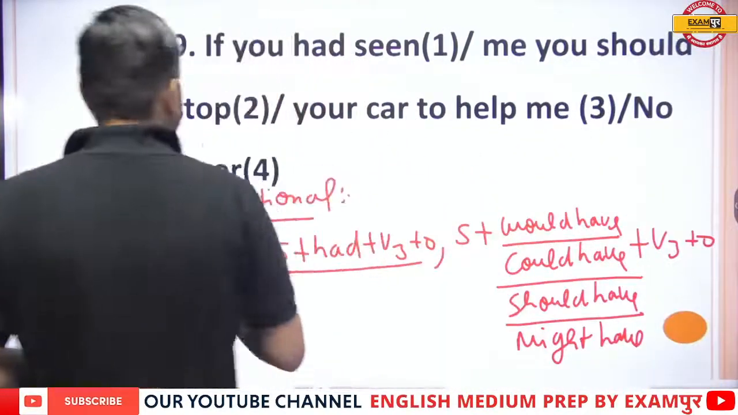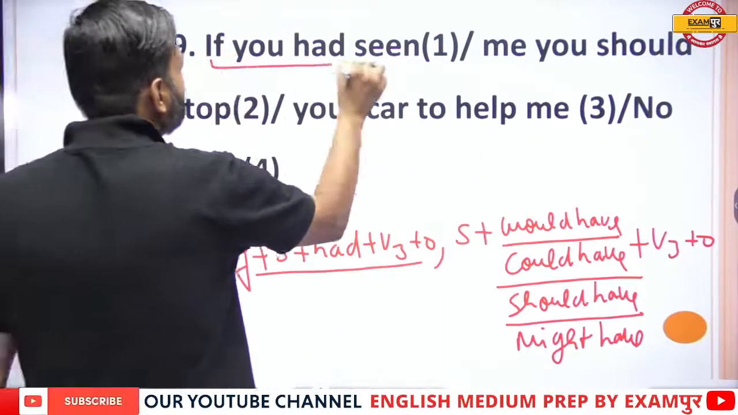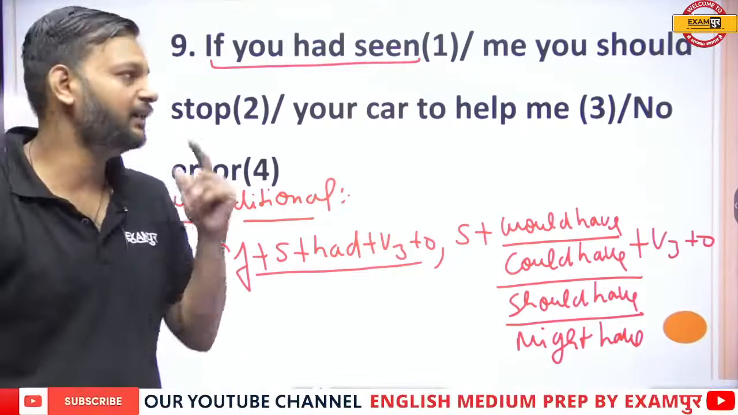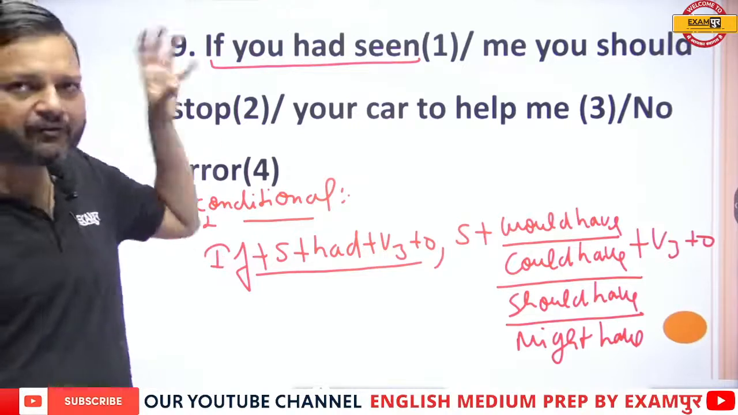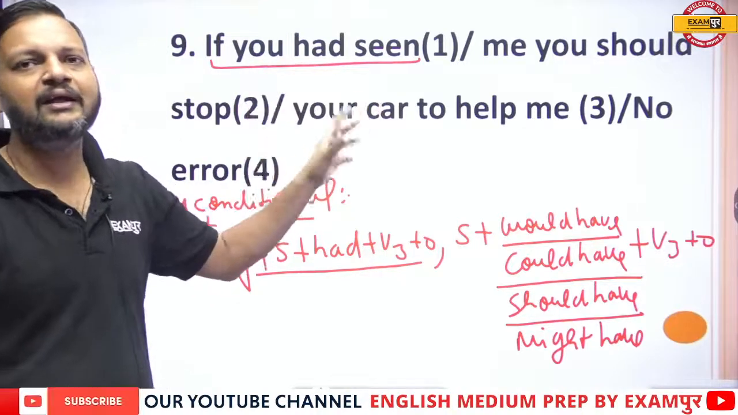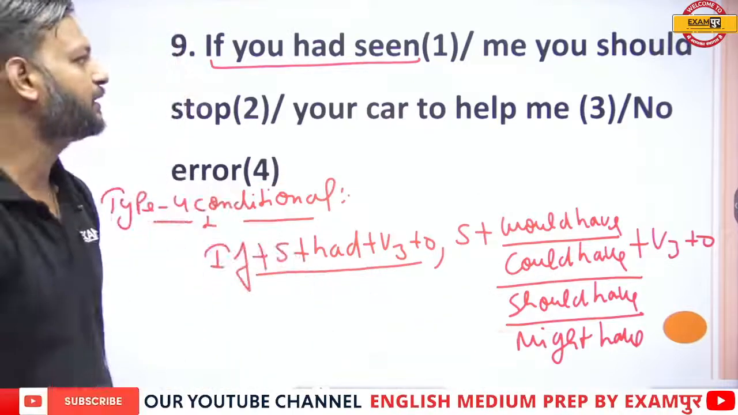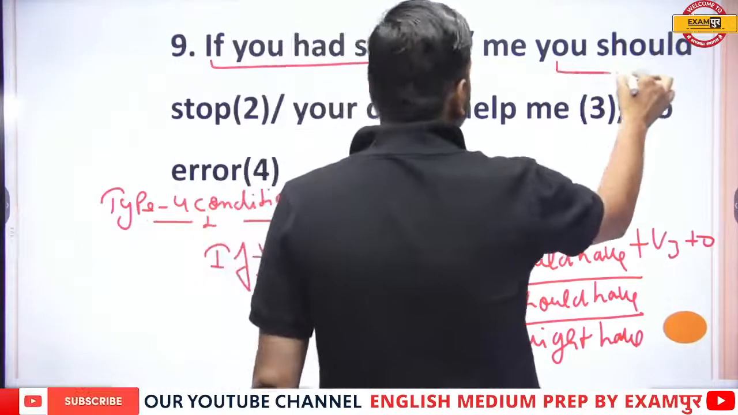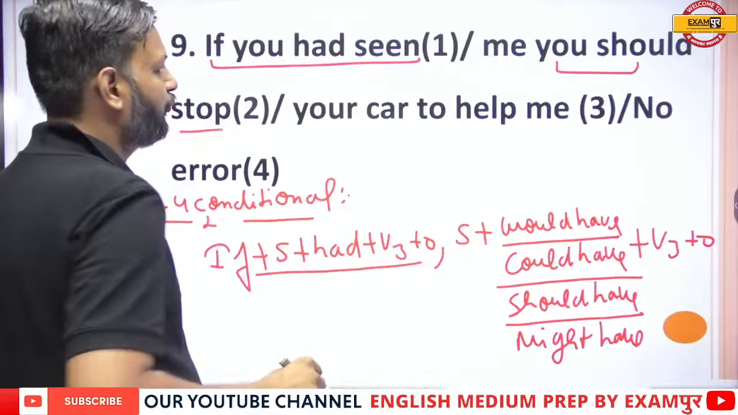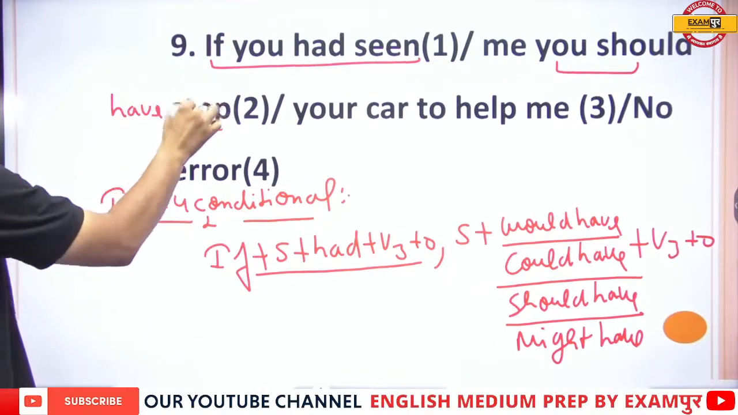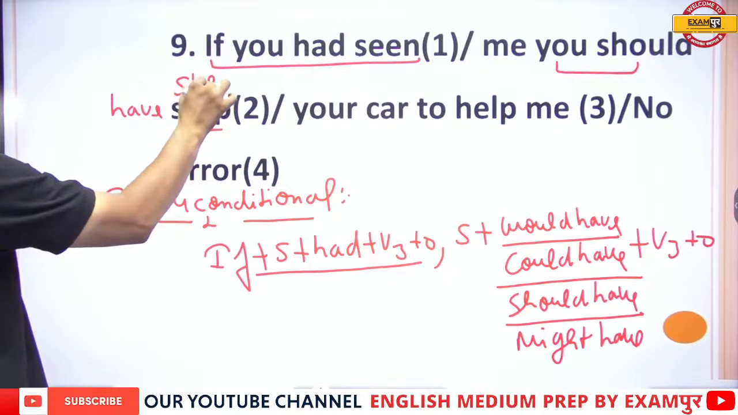Okay, so as you can see, here we have past perfect tense in the if clause. So if the if clause is in past perfect tense, it must be followed by any of these 4. But here we have you should plus first form. So what you have to do, you have to add have after should and change stop into stopped.